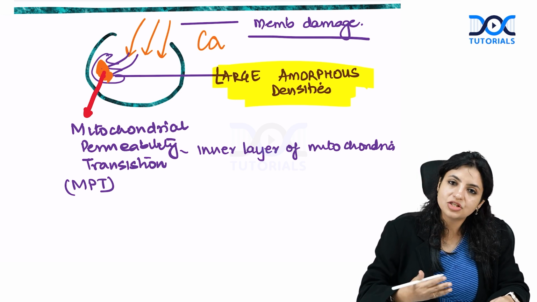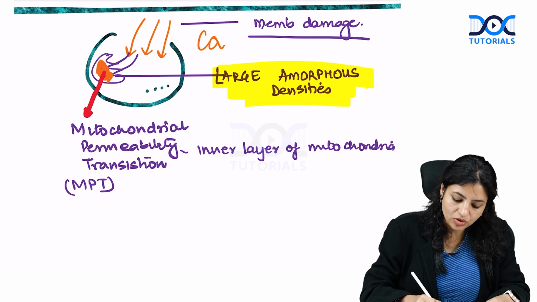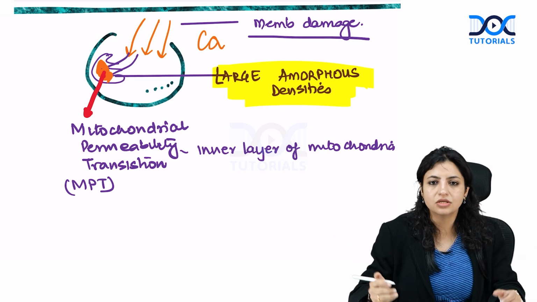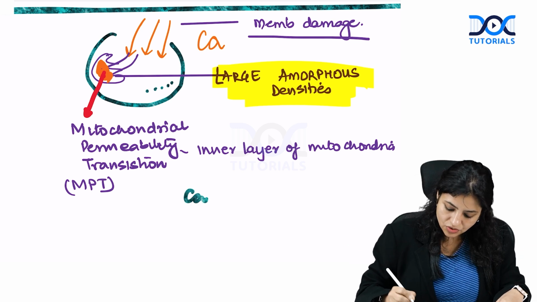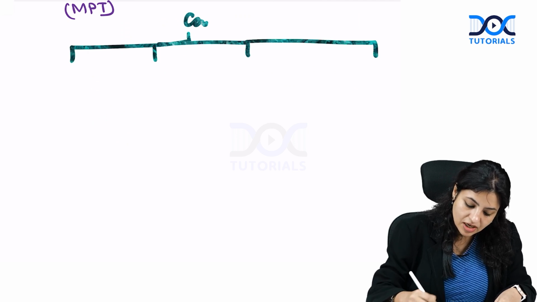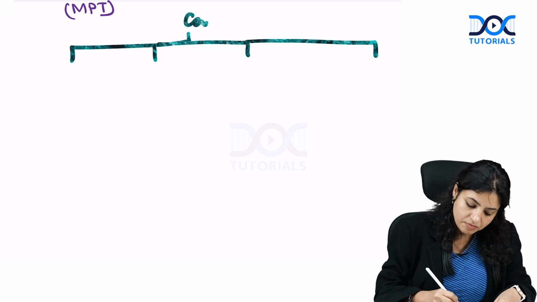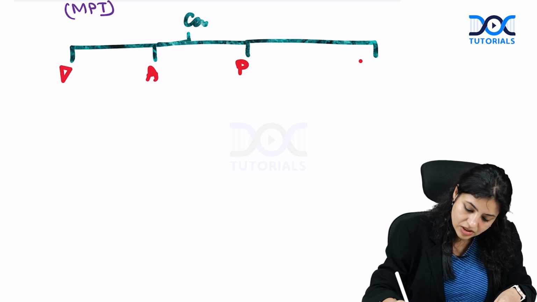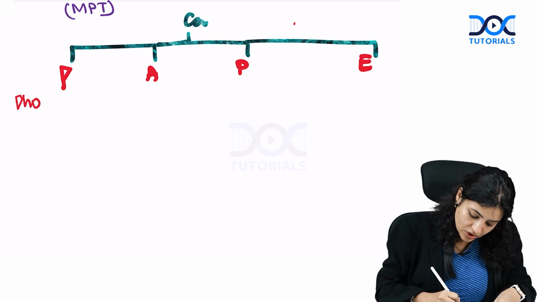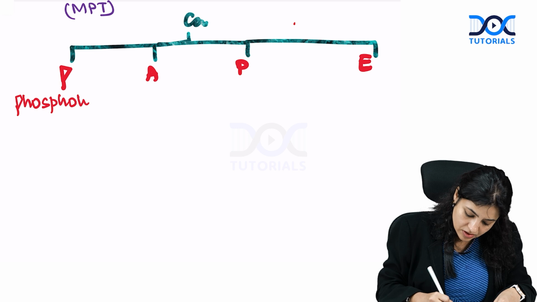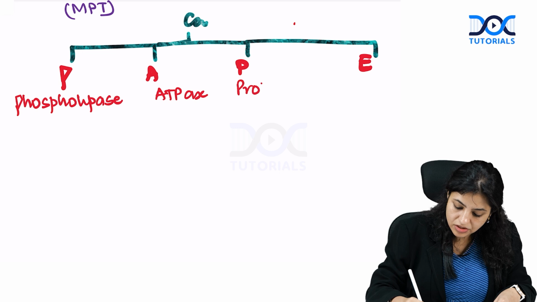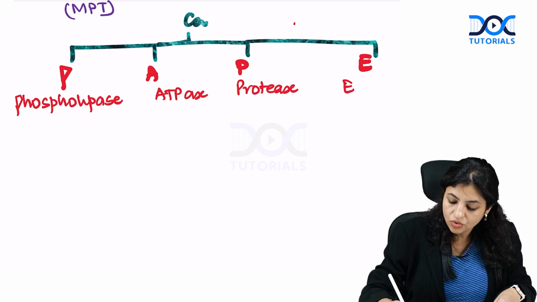Now, not only will calcium enter into the mitochondria, once the mitochondrial permeability transition has formed, all the calcium will be thrown out into the cytoplasm. Once the calcium comes into the cytoplasm, it will activate certain enzymes. So what are the enzymes it will activate? Please remember, it will activate the PAPE group of enzymes, PAPE. What is this PAPE? P for phospholipase. A for ATPase. P for protease. E for endonuclease.